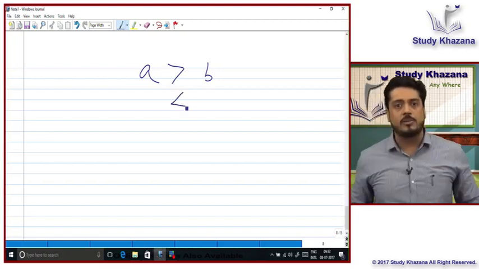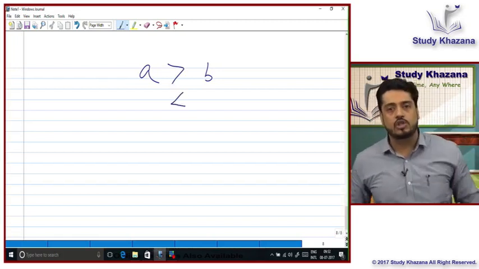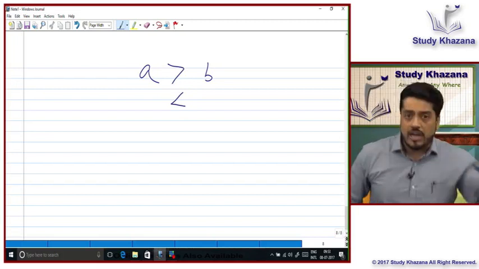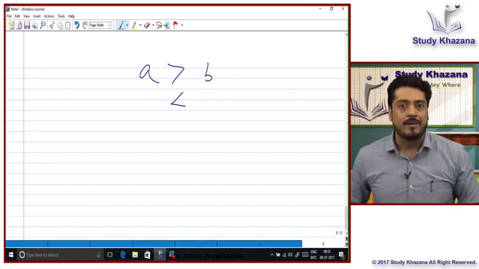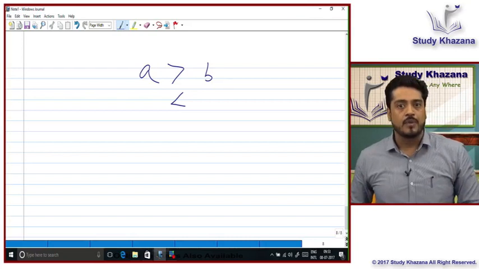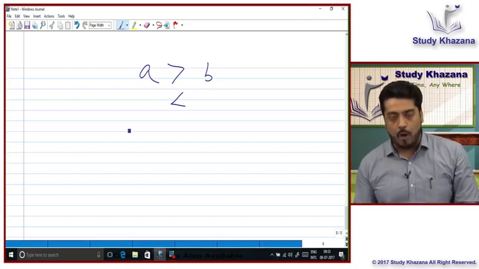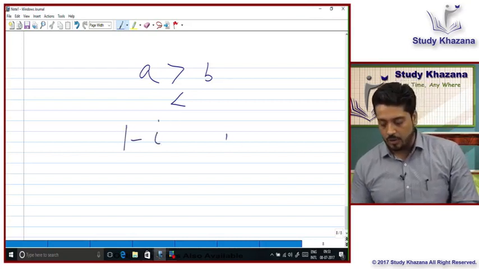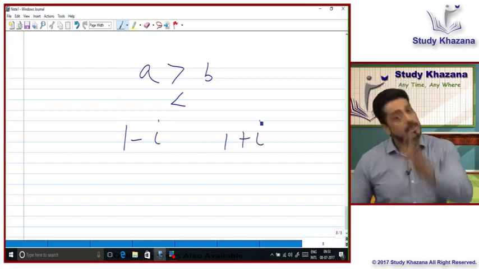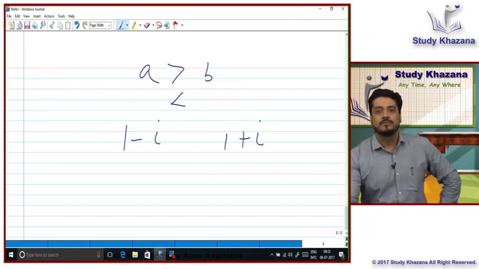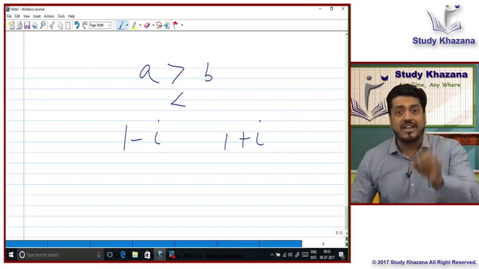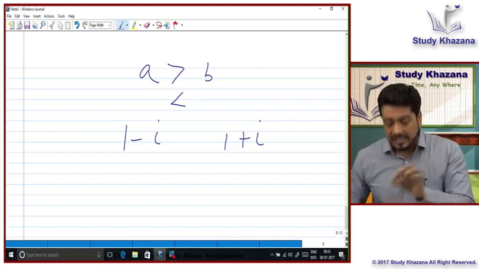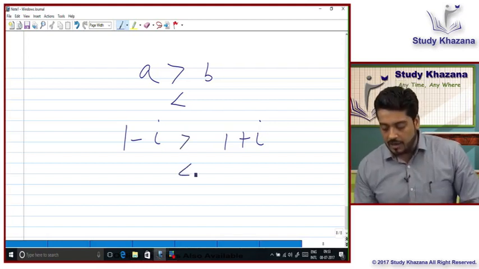Only there are two possibilities. आप दुनिया में कोई भी दो नंबर सोच लीजिए जो कि रियल नंबर्स हैं, कोई ना कोई उनमें से बड़ा होगा. You can immediately tell कि कौन सा बड़ा है कौन सा छोटा है. Okay. Now suppose I am taking two complex numbers. मैंने लिया 1 minus iota and 1 plus iota. Tell me which one is bigger, which one is smaller. No mathematician in this world till date is able to tell which number is bigger, which number is smaller.